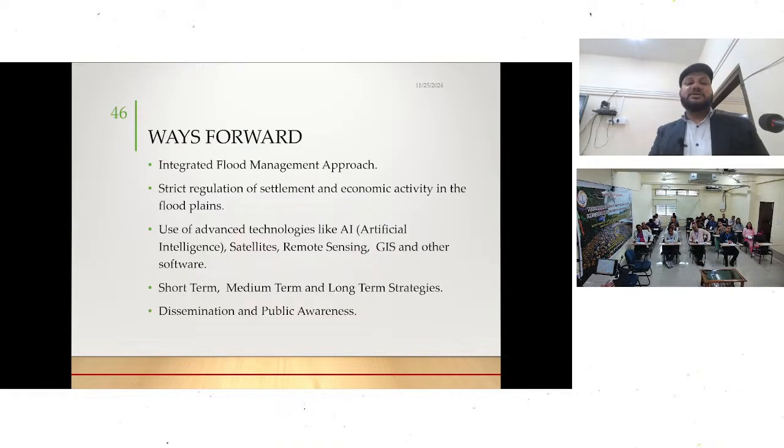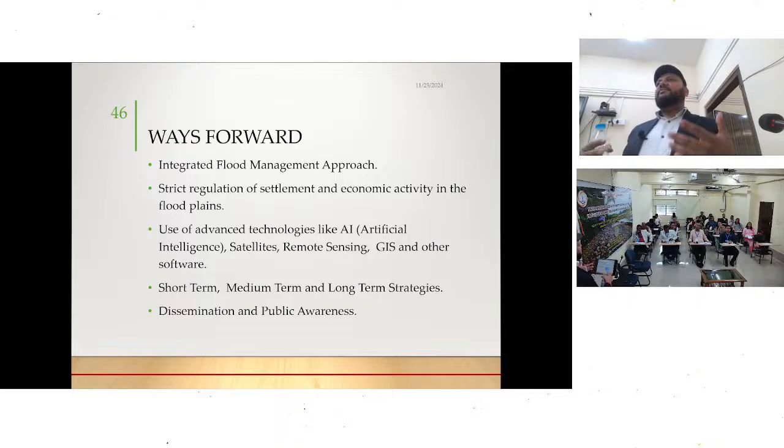Then what are the solutions? The way forward is that we have to take an approach of integrated flood management. We have to make a mix of things integrated with the different departments: soil conservation, watershed management, and structural as well as non-structural measures. We have to work on all the fronts so that it is integrated. We should not work in tandem.